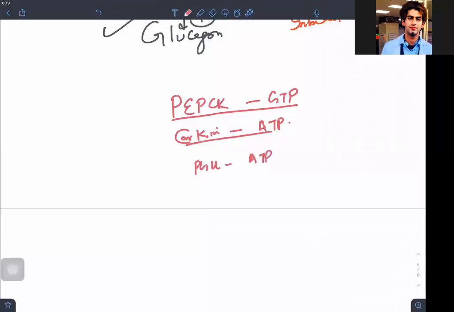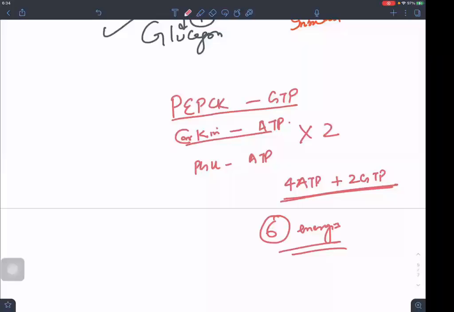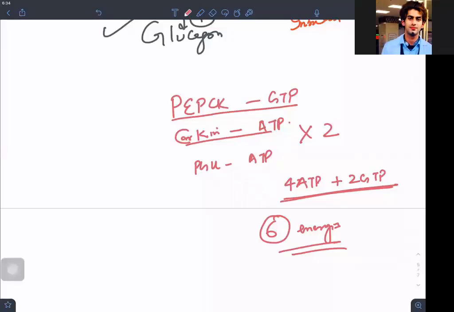So how many? 3. But we know that we are multiplying that with 2. Do you remember? We always used to take 2, from our previous discussion. So if I multiply this with 2, I get 4 ATP plus 2 GTP. So that means I am using 6 energies, because we are taking 2 molecules.